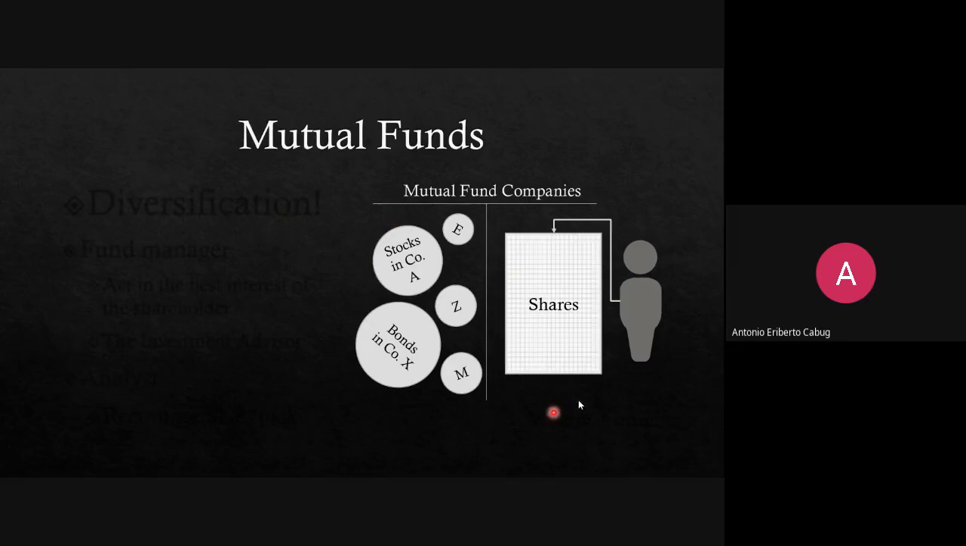What's the reason why investors will rather go to a mutual fund company instead of purchasing the stocks of company A or the bonds in company X directly? Let me repeat the question. What is the likely reason why the investors or savers would go to a mutual fund company, buy the shares here, instead of directly buying it from company A and company X? The stock of company A, the bond of company X, bakit hindi doon dumiretso?